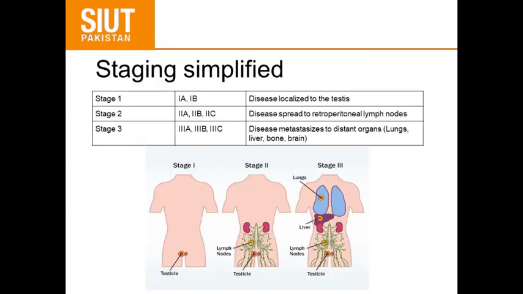Just a simple form: in stage 1, disease is localized to the testis. In stage 2, they spread to the retroperitoneal lymph nodes and no other lymph nodes are involved. In stage 3, the disease has metastasized to other lymph nodes beside retroperitoneal lymph nodes or distant organs such as lungs, liver, bone, and brain. Now, beside these staging, stage 1, 2, and 3, in all these stages, we are also supposed to look at the serum tumor markers.